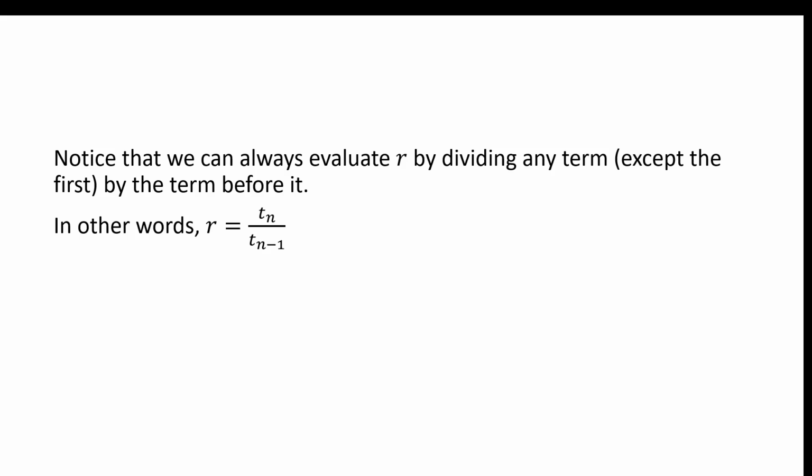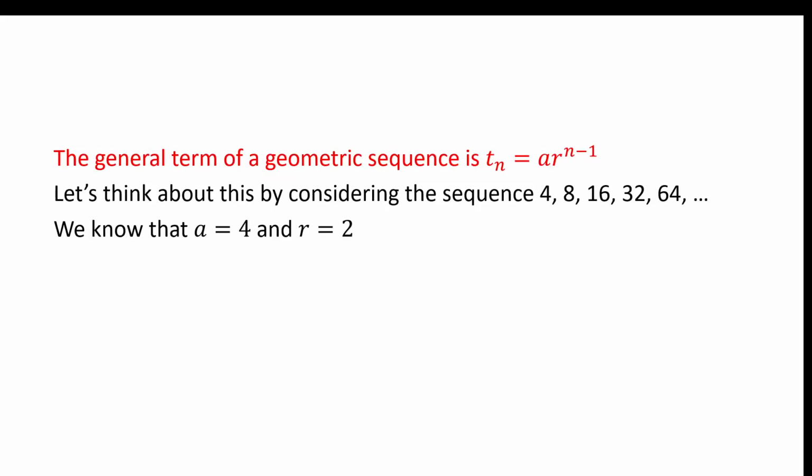Now, notice we can always evaluate R, as I said earlier, by dividing any term except the first one by the term before it. So in other words, R will always equal Tn over Tn minus 1. Obviously, n has to be greater than or equal to 2, and n will be a natural number. So the general term of a geometric sequence will always be given by this formula.